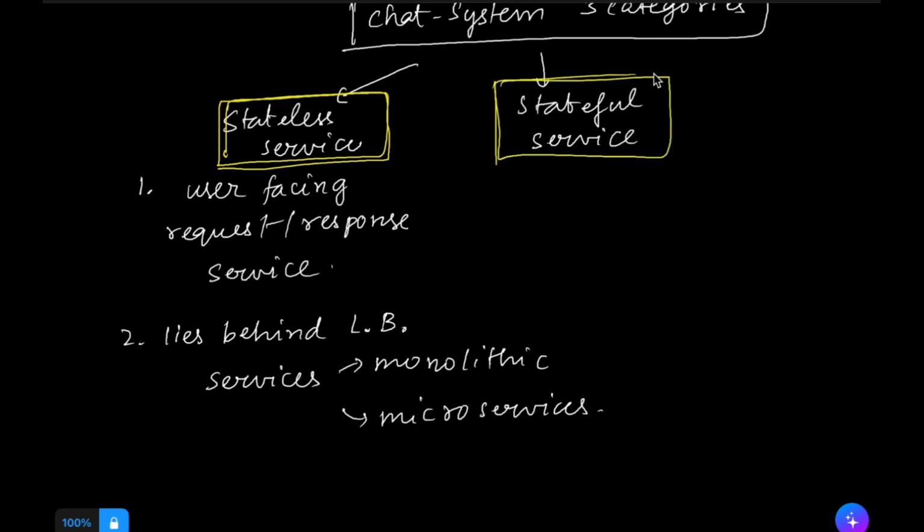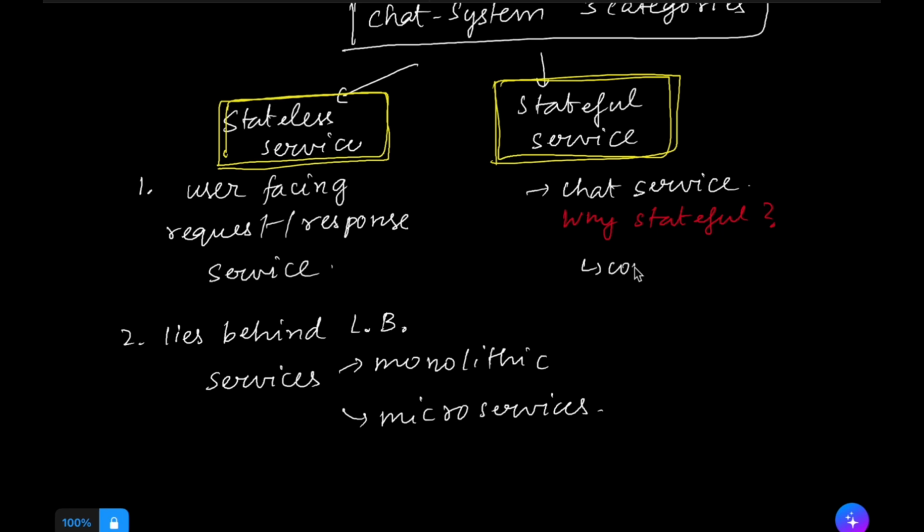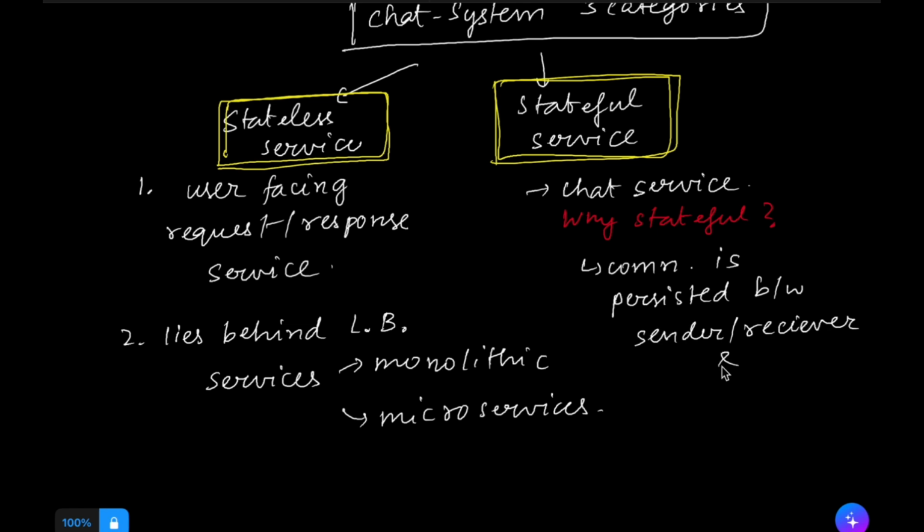The connection between the sender and the receiver with the chat server is a stateful service. This is basically the chat service which we discussed just above. So why is this called stateful? Because we persist the communication between the sender or receiver and the chat server using the WebSocket protocol.